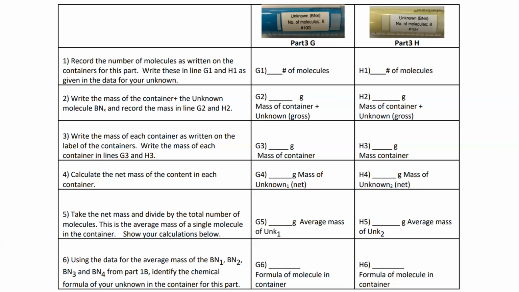So again, once we have the average mass of the unknown, and we know how many molecules are in the container, then we can figure out what would be the mass of just one of those molecules. And if we match that to earlier data, that should match either BN1, BN2, BN3, or BN4.